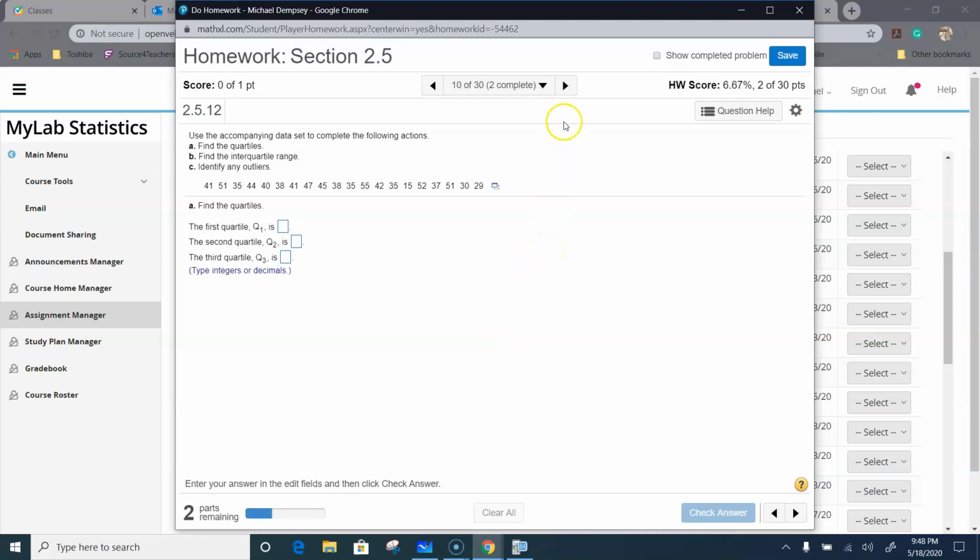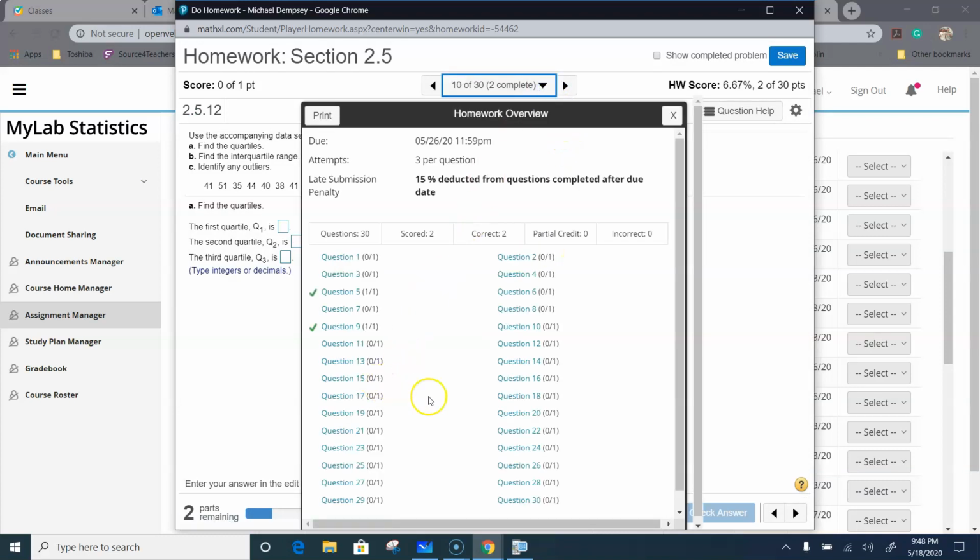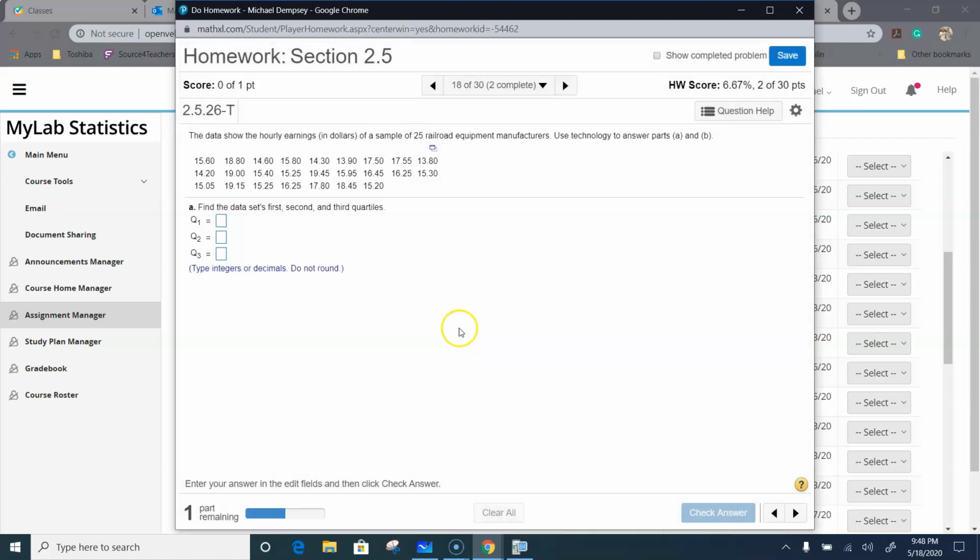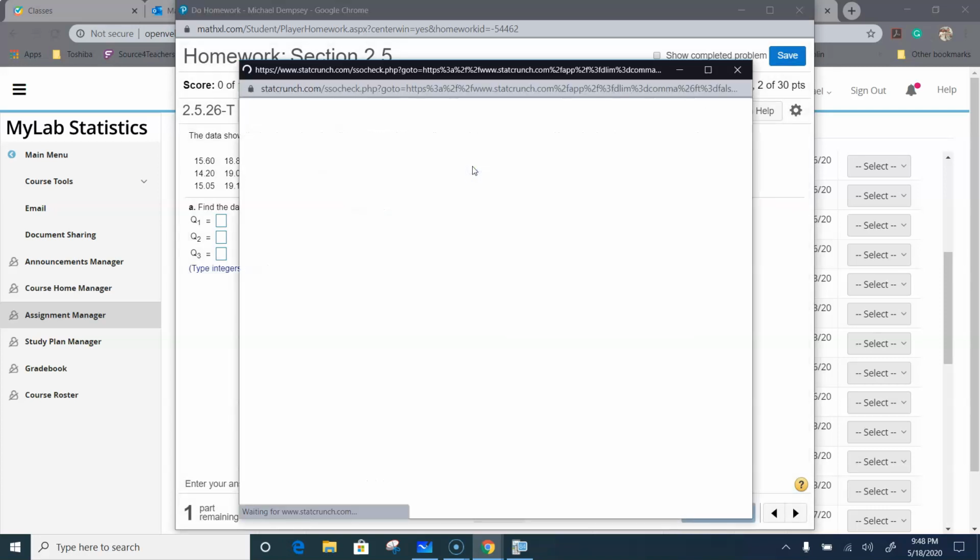Okay. So let's jump ahead to number 18. I want to show you this one because I feel like this one is worthwhile using StatCrunch for. There's so many numbers here, so many decimals. Okay, I'm going to go ahead and use StatCrunch. When I click on this, I can open this problem up in StatCrunch.